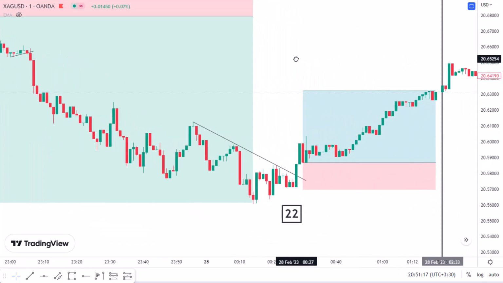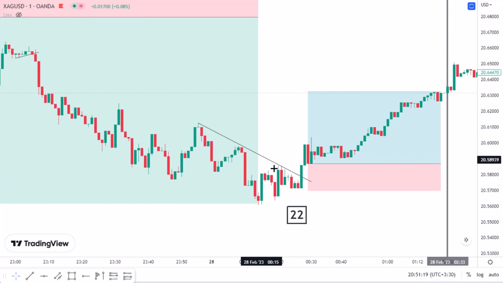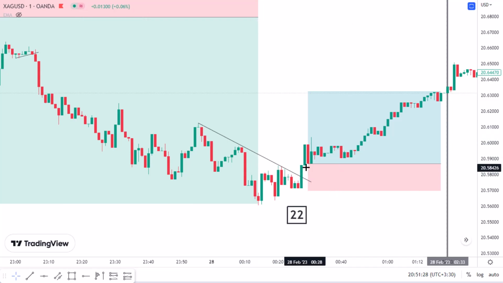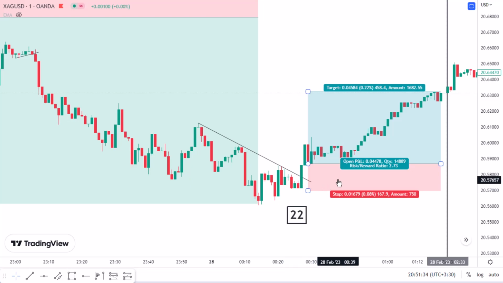On trade 22, we have a trend line here, which was like this actually at first look. When we see these shadows, we extend it, and it breaks the trend line with this candle. We enter the buy position, put our stop loss below that, and it gives us a reward of 2.7.